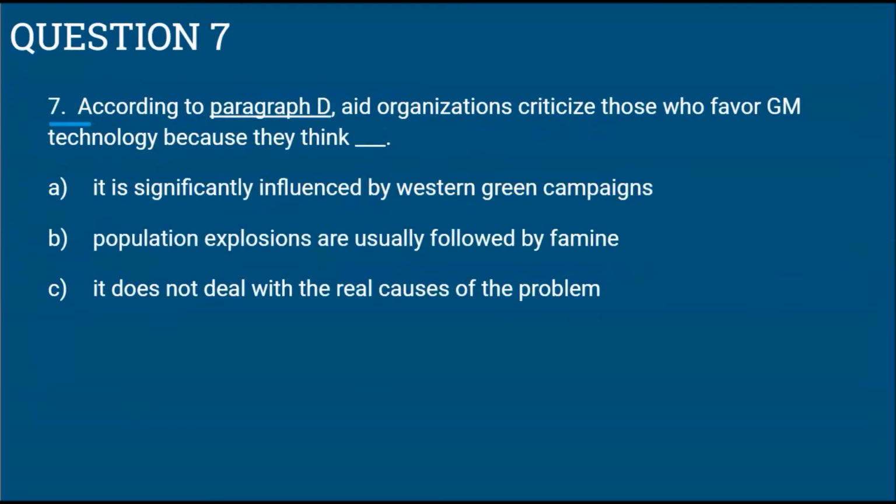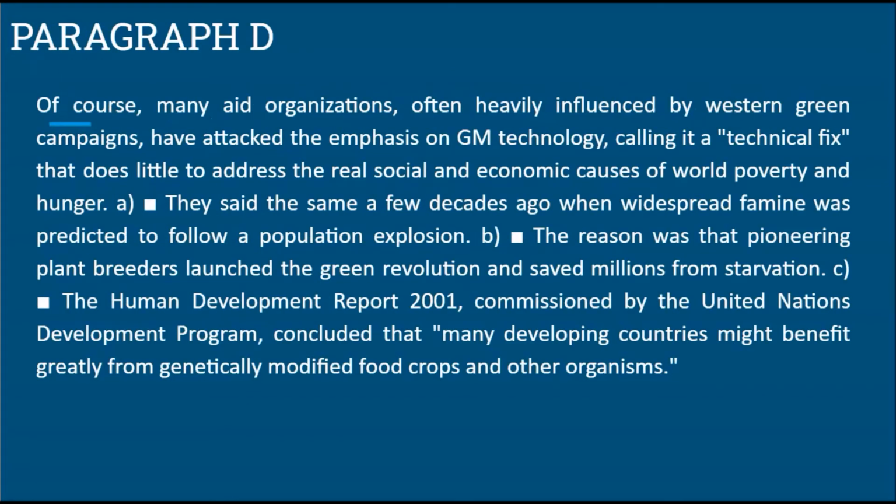Continuing with question 7, according to paragraph D, aid organizations criticize those who favor GM technology because they think what? So now read the choices carefully and pause the video for that. This is again paragraph D. Now you can decide where the correct information lies in this paragraph. So pause the video now.